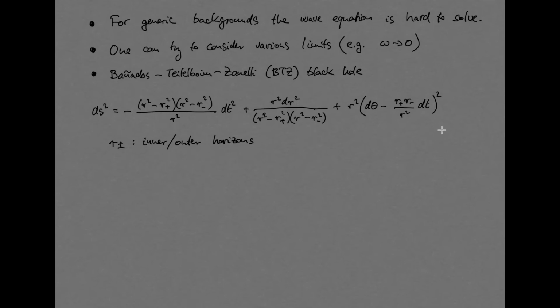R plus and R minus are two constants. These are the inner and outer horizons for this rotating black hole. Now this geometry is not only asymptotically locally ADS, but it is also locally ADS3 everywhere. So you can think of it as an orbifold of ADS3. ADS3 is the covering space of this geometry.